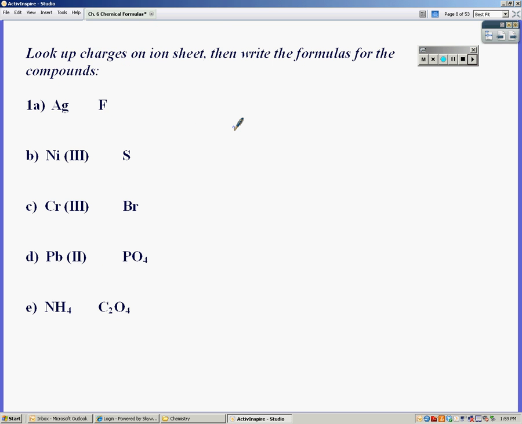Okay, so I'm going to pause the video and let you figure out the formulas for these atoms right here, or ions right here. And then when you've got them all down, push play again and check your answers.